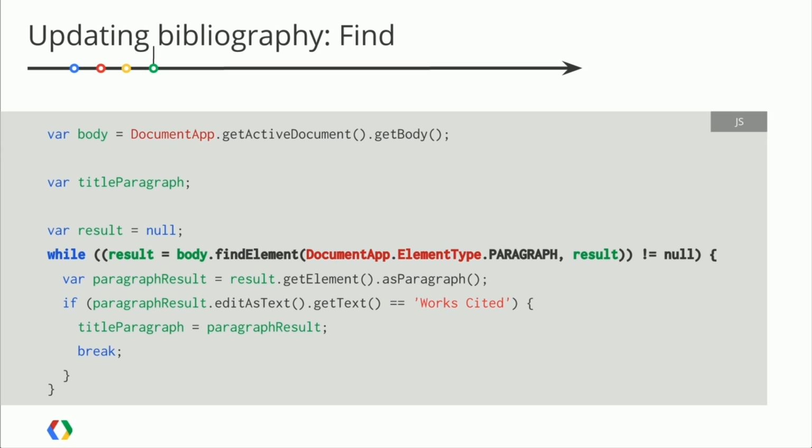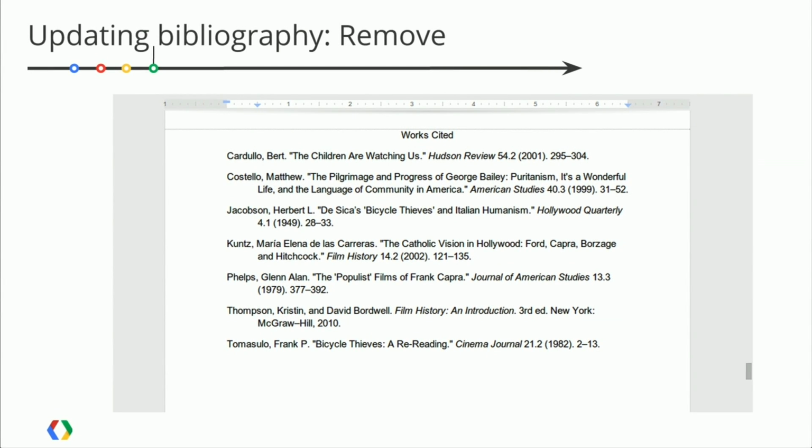And so we take that element, that paragraph that we're looking at, and we get its text using edit as text. And we compare that to this known string, which is works cited. And when we find this paragraph whose text is equal to works cited, we know that we've completed step 1 here. We found the title paragraph, and hence we found the rest of the bibliography in the document. Which brings us to this point.